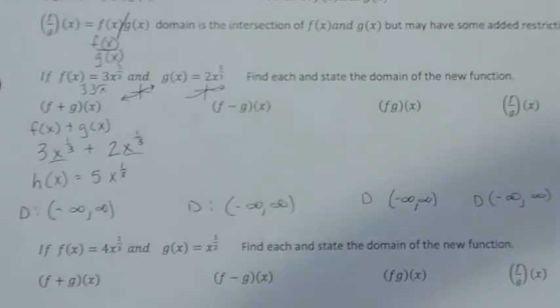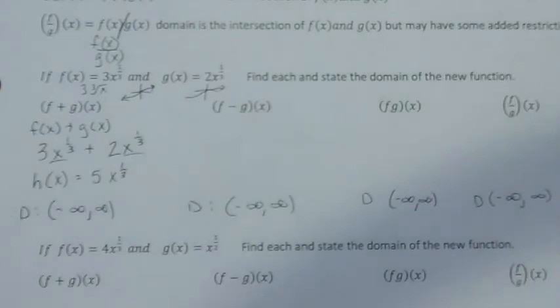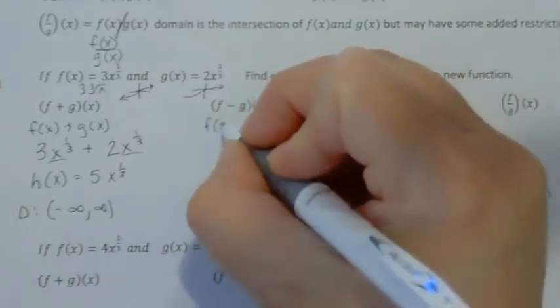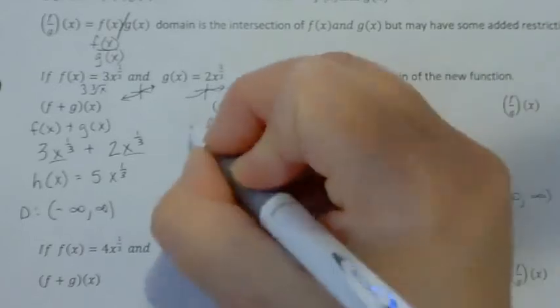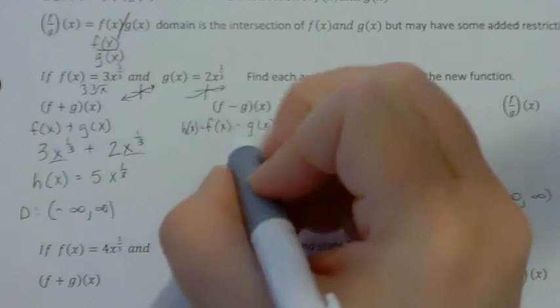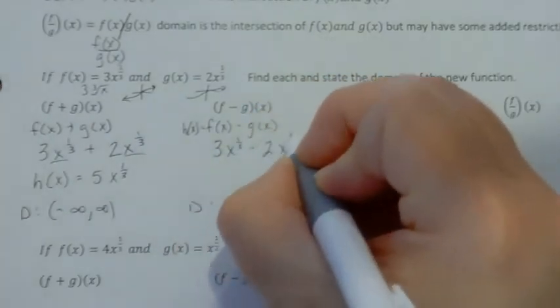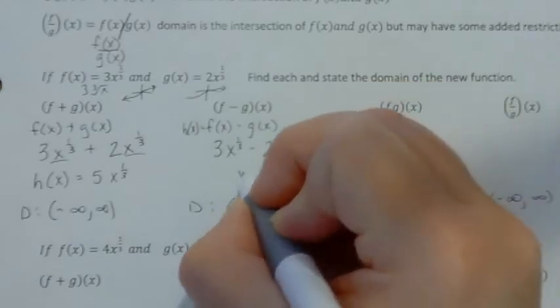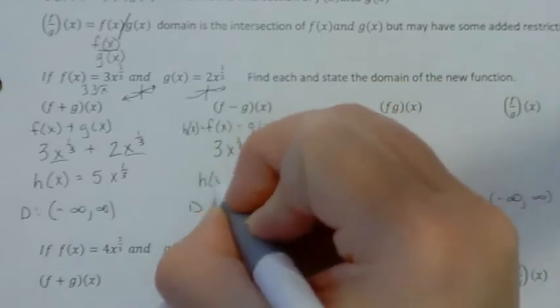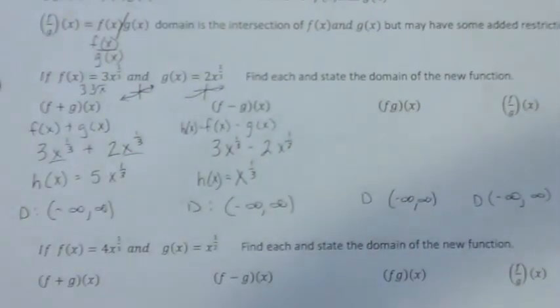Okay, let's talk about subtraction. And we did this addition and subtraction on the first day note sheet. So you saw how we would just take the output values and add them together. So this time I'm going to have the f function, and I'm going to subtract the g function, and that's going to create my new function. So the f function is 3x to the 1/3, and I'm going to subtract 2x to the 1/3, so I'm left with just 1x to the 1/3. So the new function that's created by subtracting the two functions is x to the 1/3.